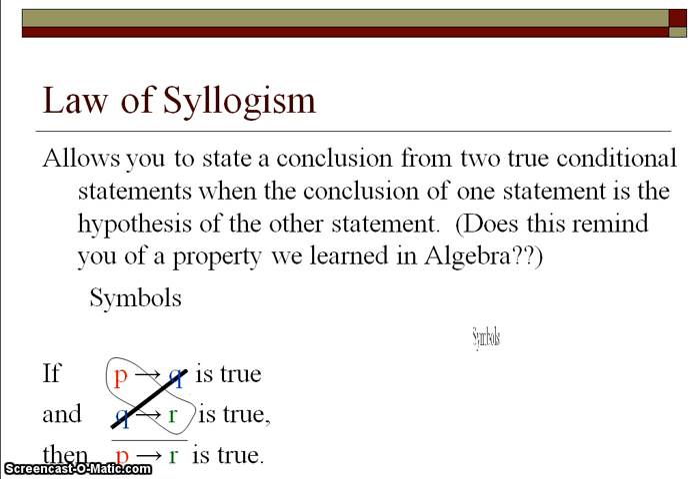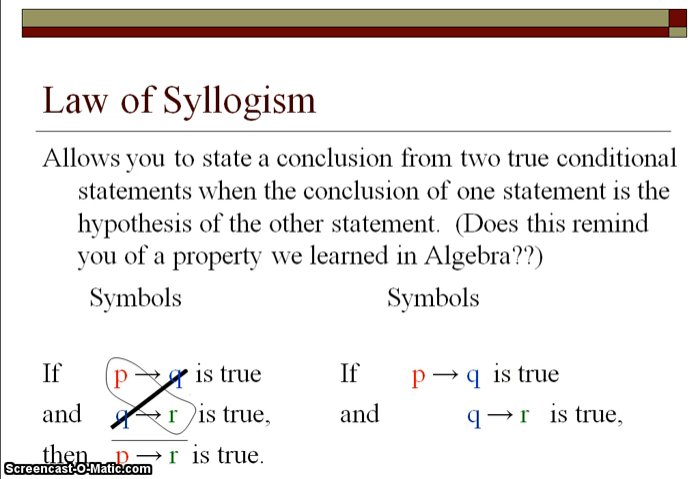All right, so let's look again. Another way of looking at it symbolically. If P then Q is true, and Q then R is true, and maybe this helps you see it better because you can just kind of cross them out, then it leads us straight from P to R. We don't have to take the Q step.